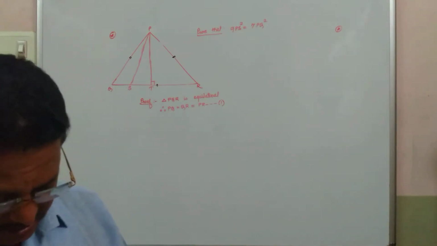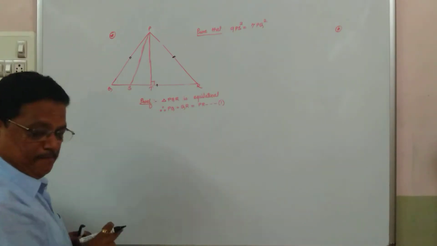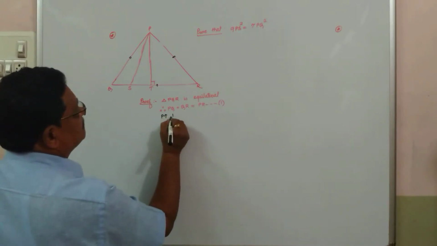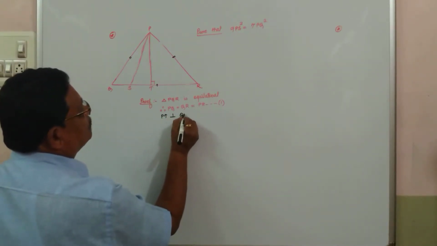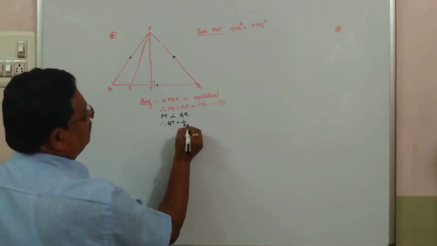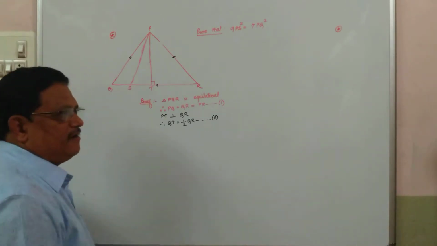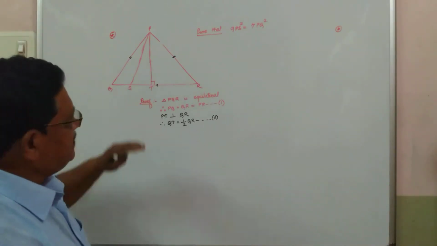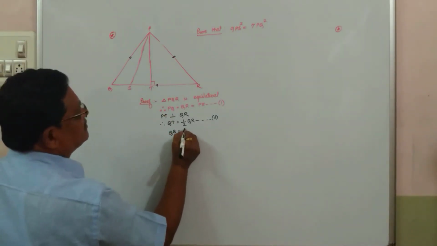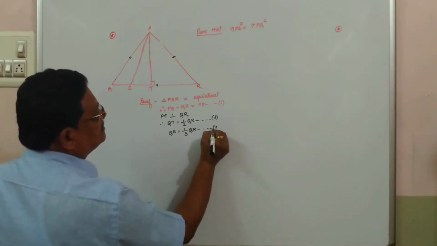Now, which are the two important steps that we get from this? PT is perpendicular to QR. Therefore, QT is half of QR. In an equilateral triangle, perpendicular drawn to the base bisects the base. Same way, you have been given QS is 1/3 of QR. This is given.